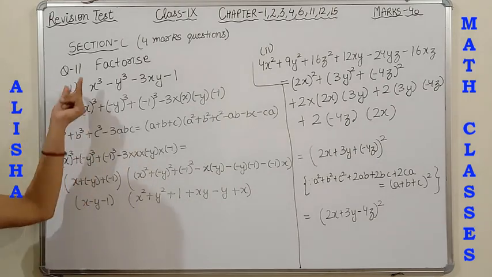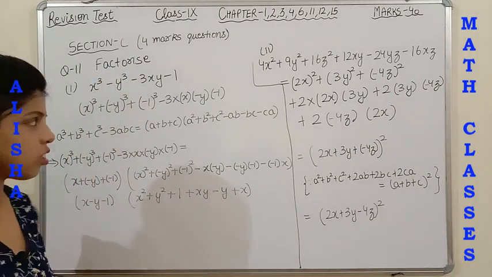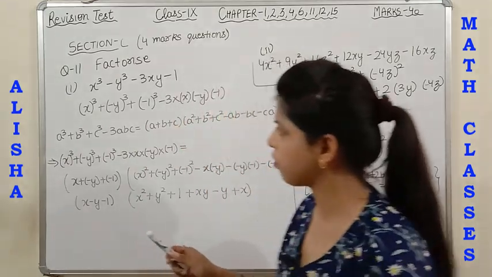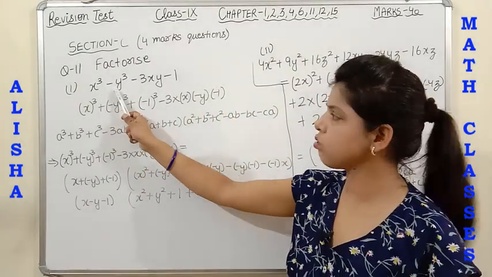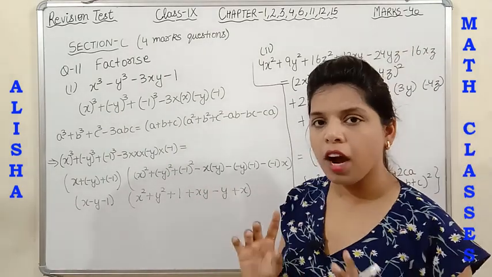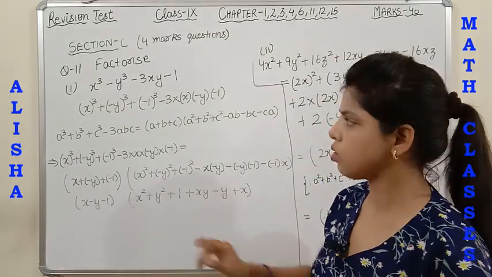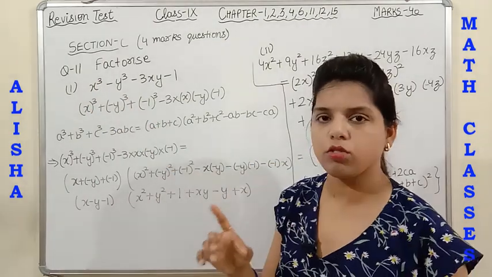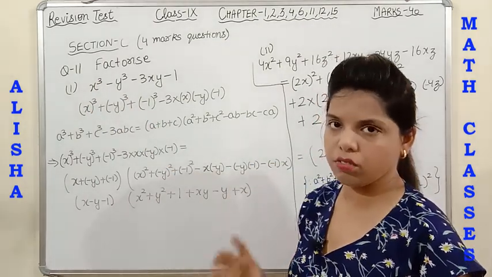So student, next is question number 11. That is factorization. So see the first part. First part is x cube minus y cube minus 3xy minus 1. First of all, you have to identify which formula we have used here. Now x cube, that means we have just used the cubic formula.